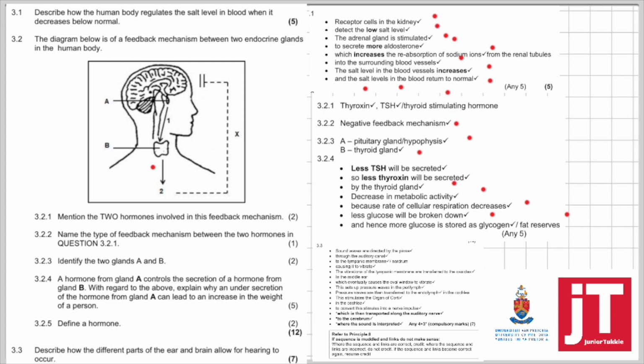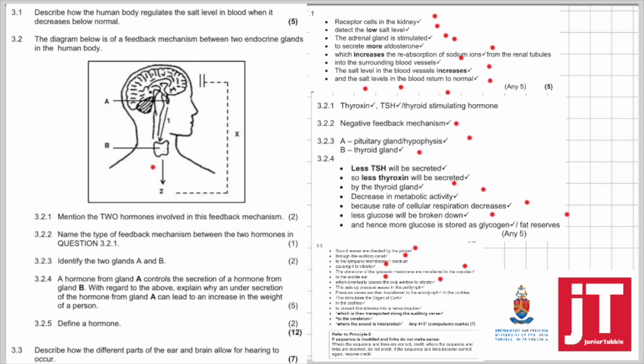3.3. Describe how the different parts of the ear and brain allow for hearing to occur. Let's look at it. Sound waves are directed by the pinna through the auditory canal to the tympanic membrane, causing it to vibrate. The vibrations of the tympanic membrane are transferred to the ossicles in the middle ear, which will eventually cause the oval window to vibrate.